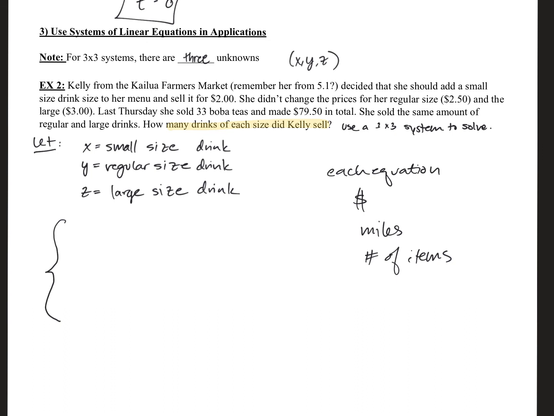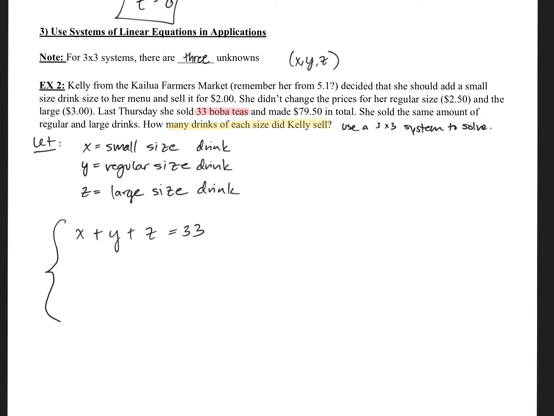So one of the first things that I see in this word problem is that we're told she sold 33 boba teas. That means the number of small, regular, and larges should equal 33. So if I add them up, they'll be 33, right? So x plus y plus z should equal 33. Those are her small, medium, and larges added up. Okay, so that was the number equation. We have 1 down, 2 to go.